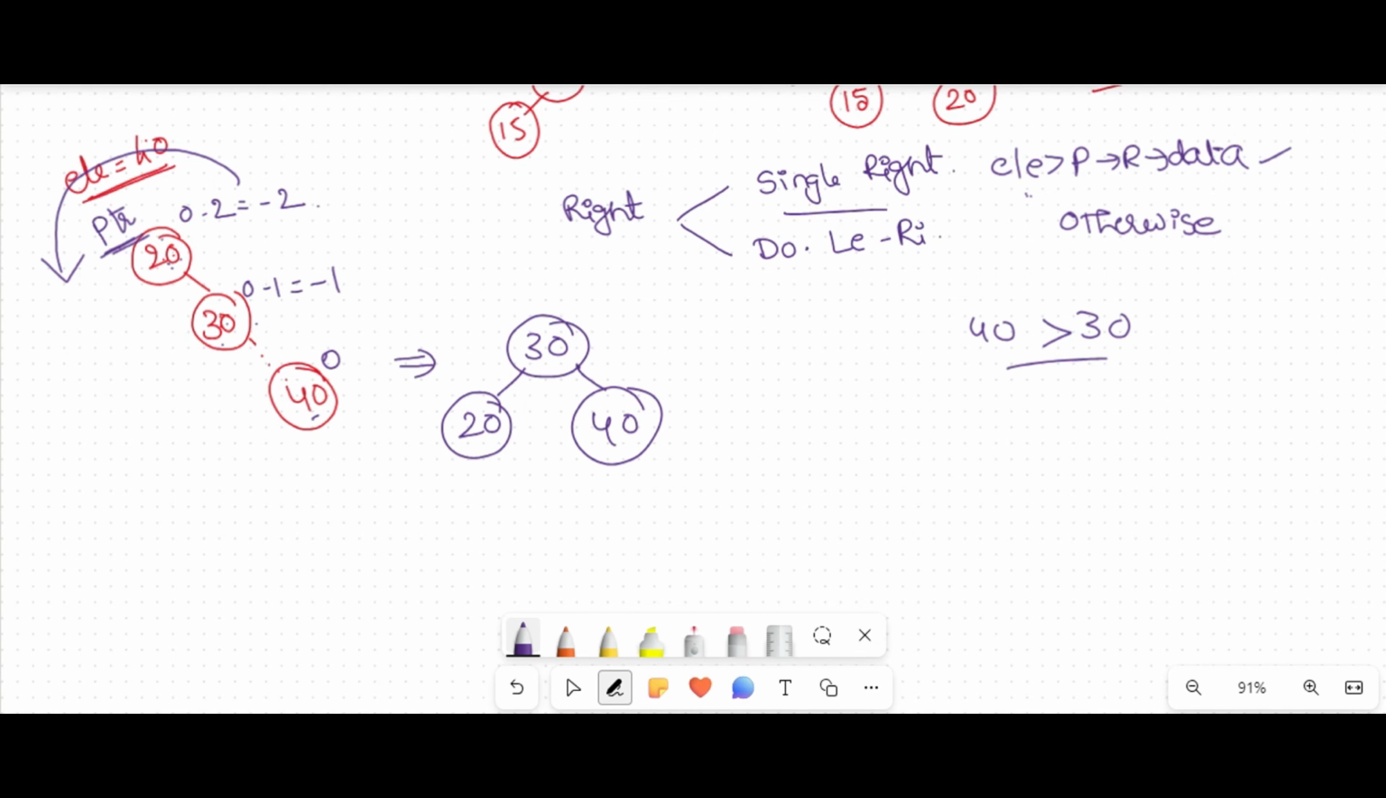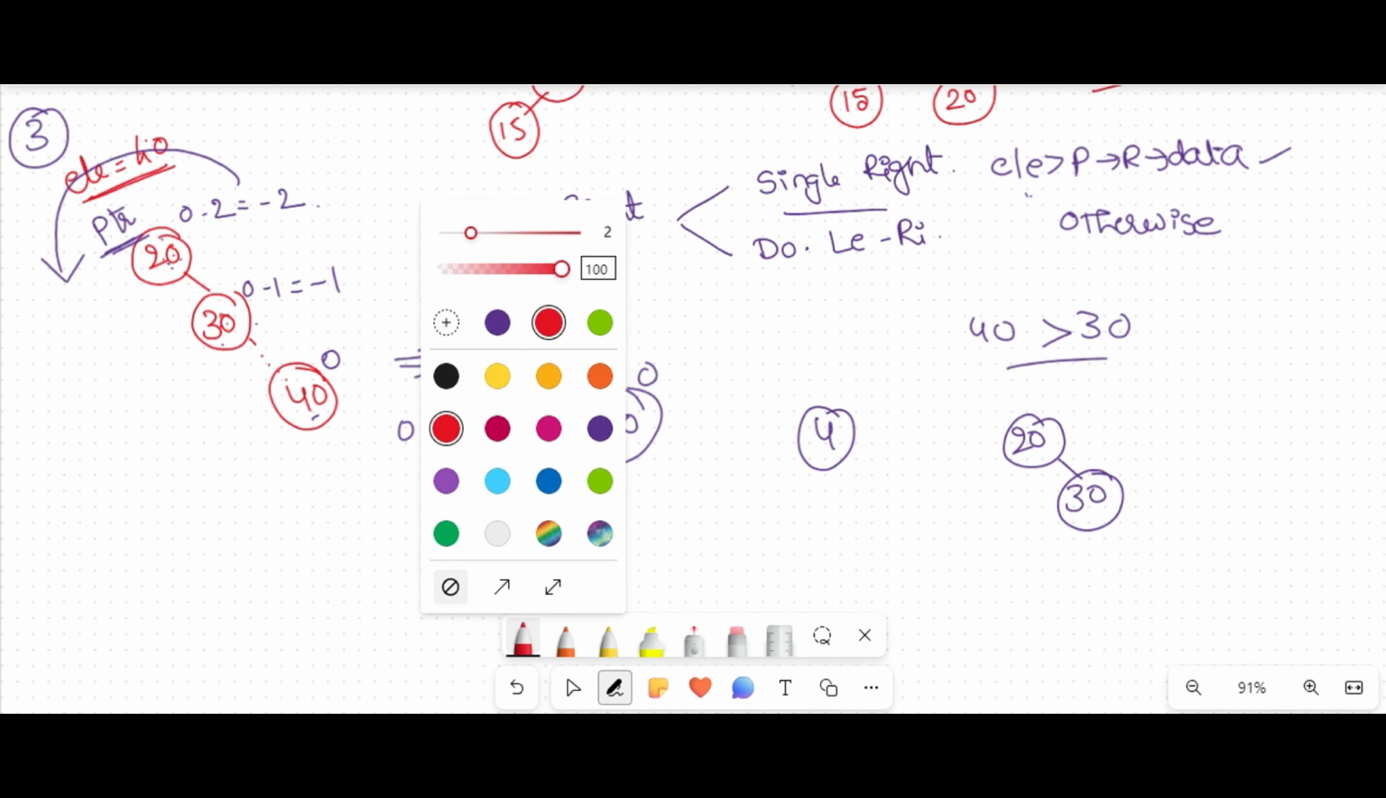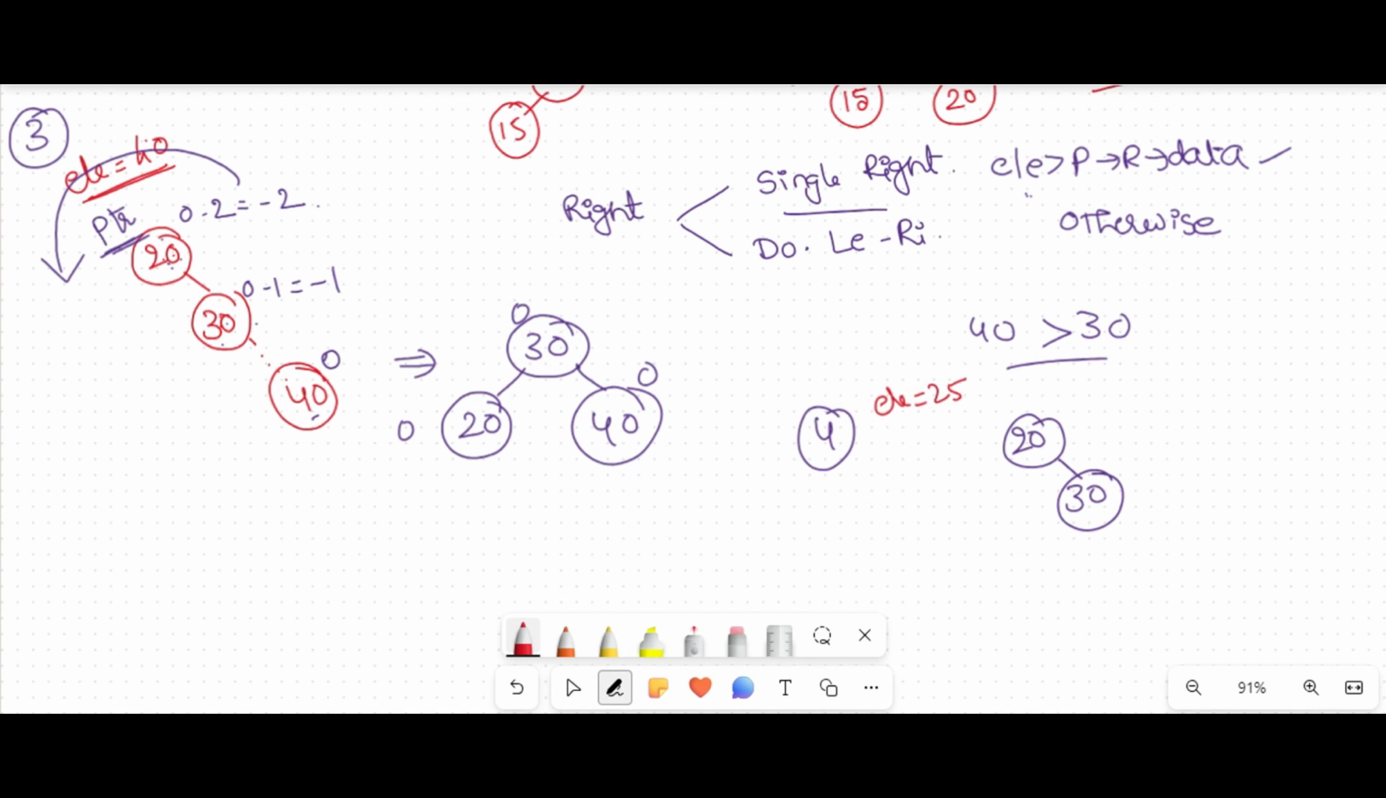Okay, this is example 3. Of course, after rotation it is an AVL tree. Now example 4. Next, 20, 30, and I want to insert 25. Where can I insert 25? 20 and 25 are compared, 25 is greater, move on to the right side. 30 and 25 are compared, 25 is less. So here you will get 25.